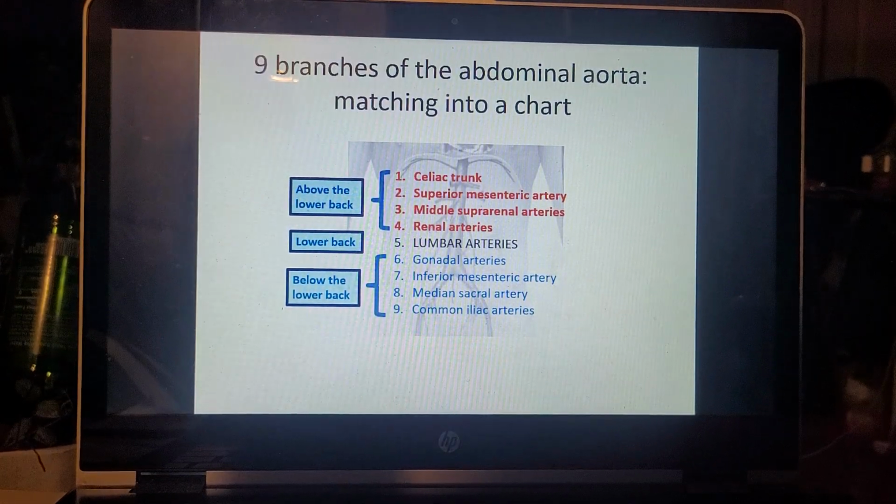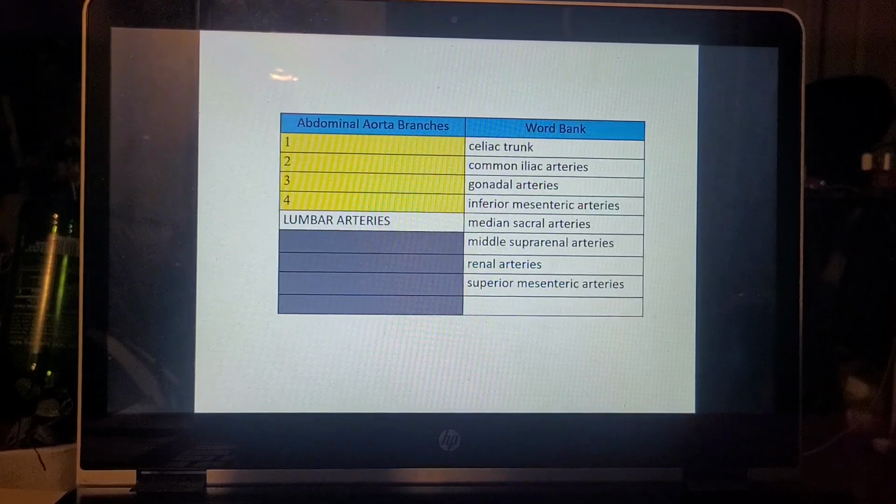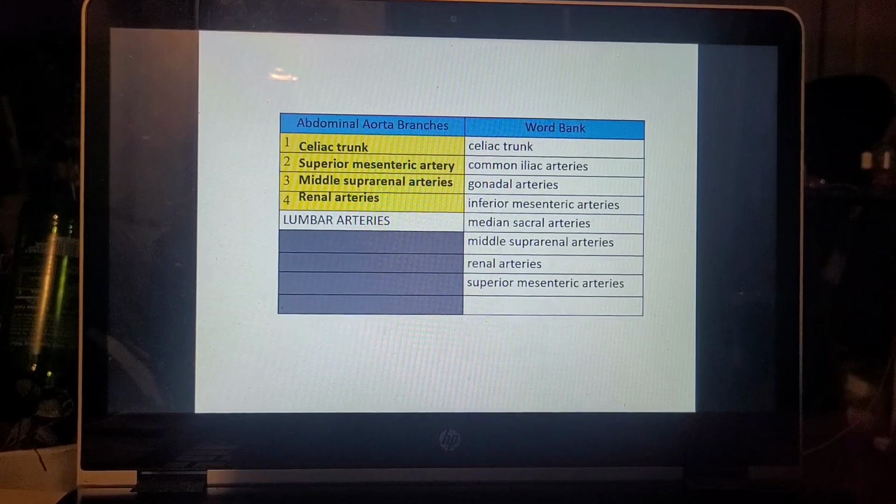Next section, the 9 branches of the abdominal aorta, remembering that the lumbar arteries number 5 is going to be already on the test. Let's go. First 4 at the top: celiac trunk, superior mesenteric artery, middle suprarenal artery, renal arteries.